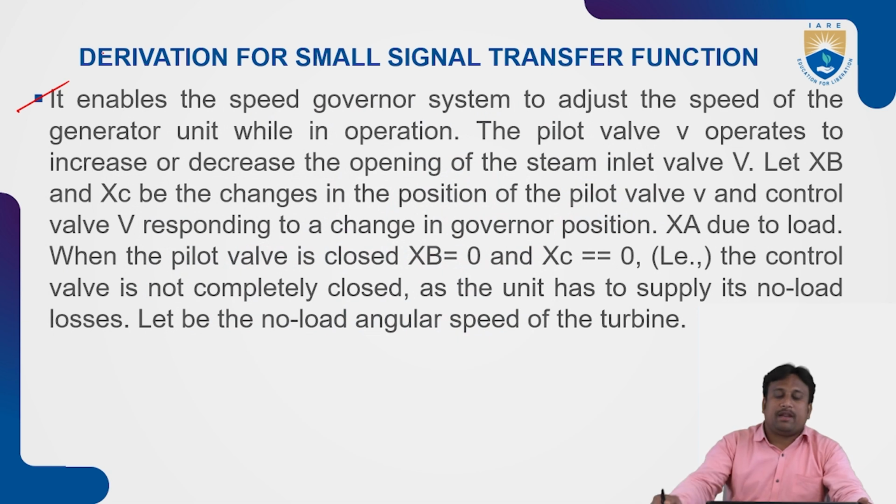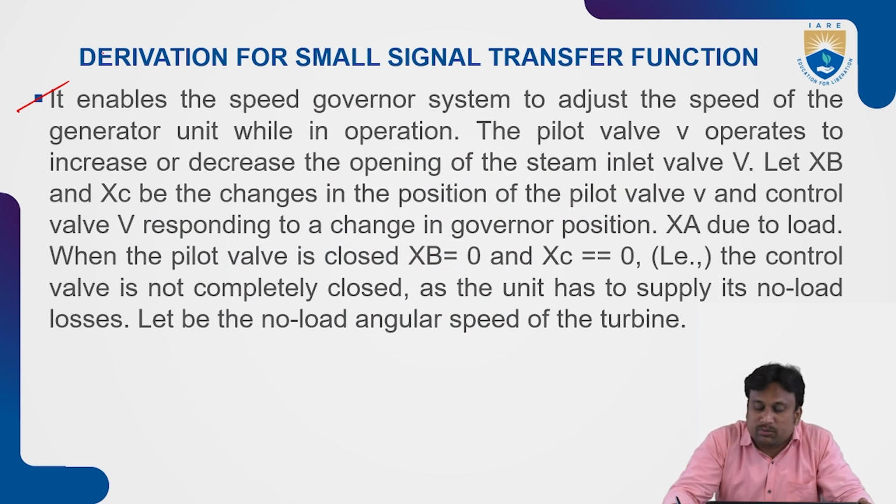So here it enables the speed governor system to adjust the speed of the generator unit while it is in operation. That means the pilot valve is going to operate. The pilot valve is denoted with V. It operates to increase or decrease the opening of the steam. That takes place with the inlet valve V.